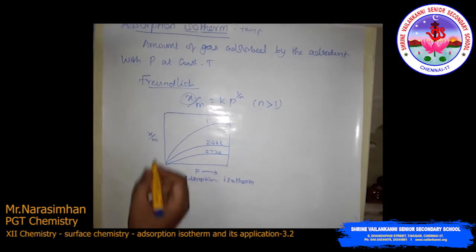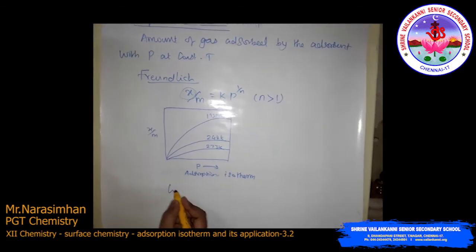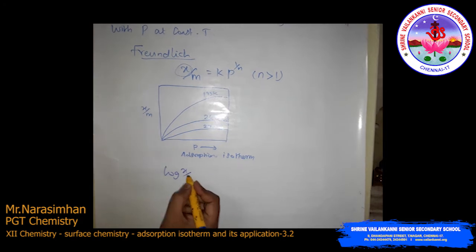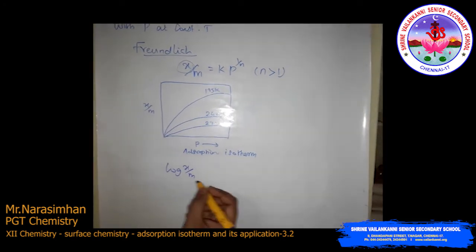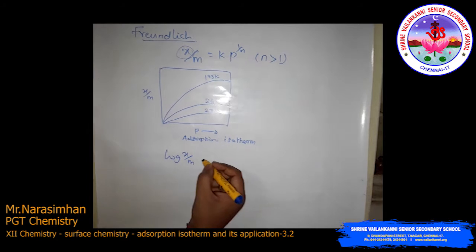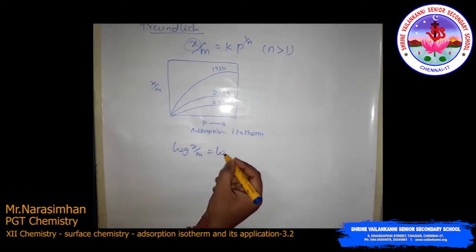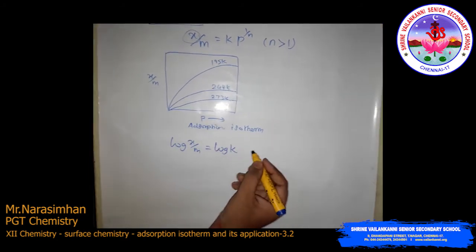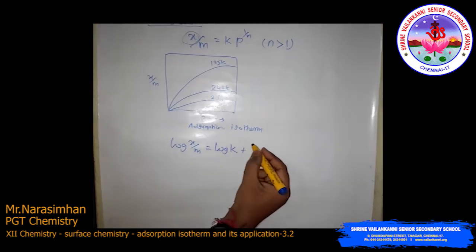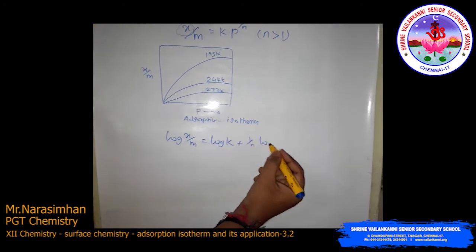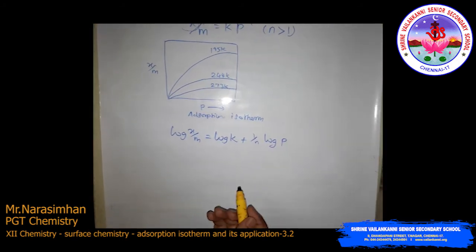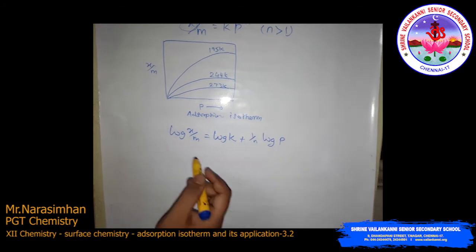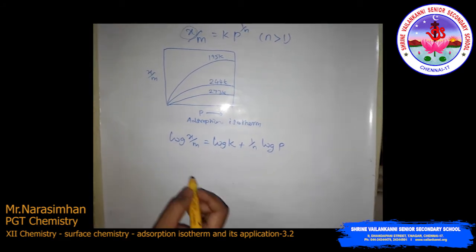Taking the log of the Freundlich empirical relationship, log(x/m) = log k + (1/n) log P. This is based on the Freundlich adsorption isotherm.